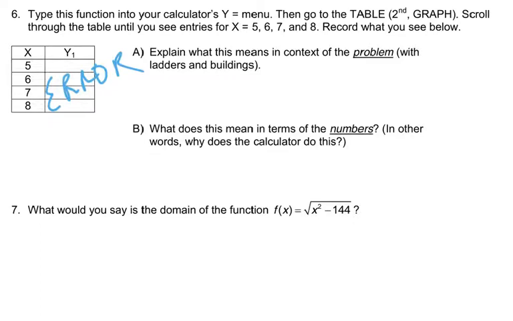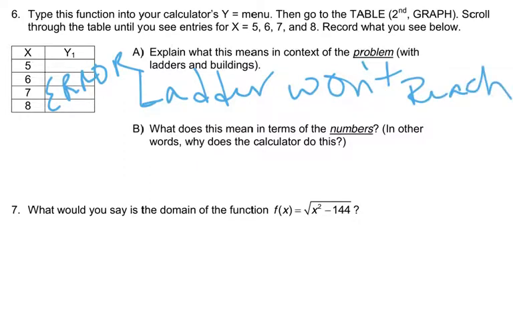So explain what this means in the context of the problem, of what's actually happening with ladders in buildings. What's going on for you to have an error if x is 5, x is 6, x is 7, x is 8? Keep in mind, you can only get within 12 feet of the building. So if it's 5, 6, 7, or 8, the ladder's not going to reach. You have an error. You have a problem. Ladder won't reach, if you can read that. So that's what's happening in the problem and what's really going on.